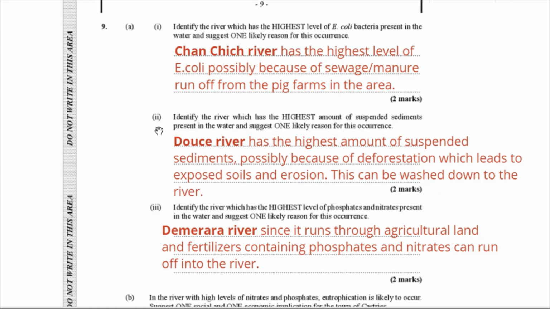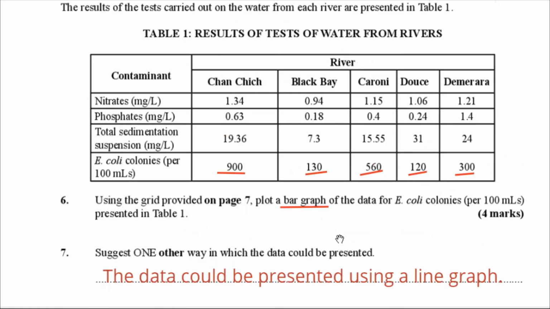The next part, part 2: identify the river which has the highest amount of suspended sediments present in the water and suggest one likely reason for this occurrence. The Deuce River has the highest amount of suspended sediments. If you go back to the table, the highest amount of suspended sediments is 31. So that's the highest number there.